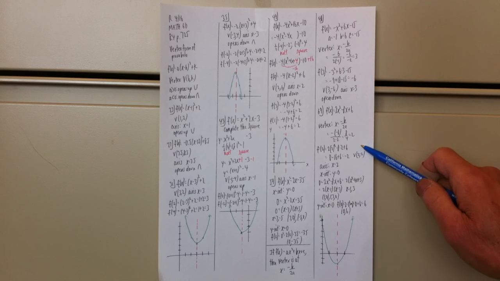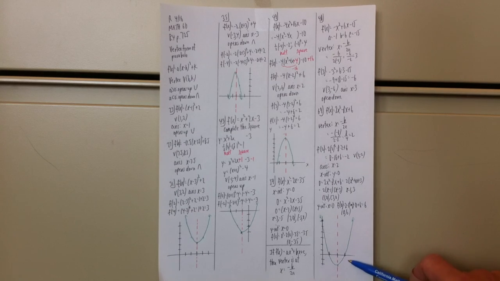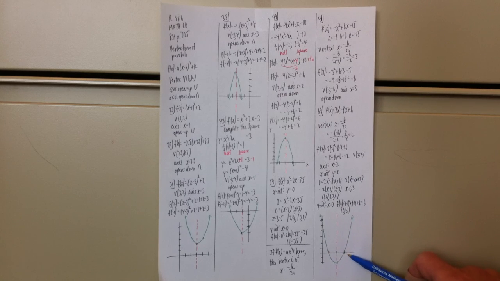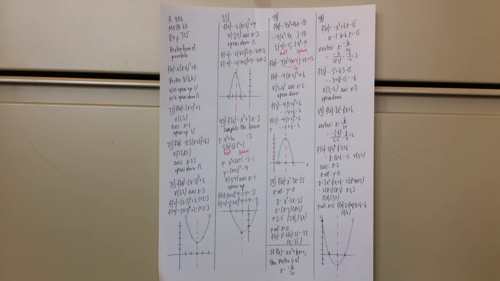That's given way back over here, (2, negative 2). I plot down the x and y intercepts. So I have (1, 0) and (3, 0) as x-intercepts, and (0, 6) as a y-intercept. I know it opens up, so my general shape is like so.